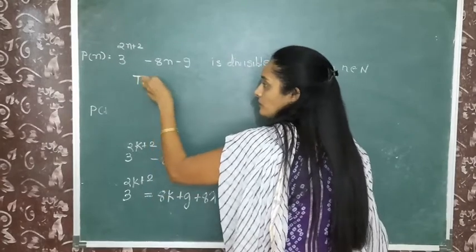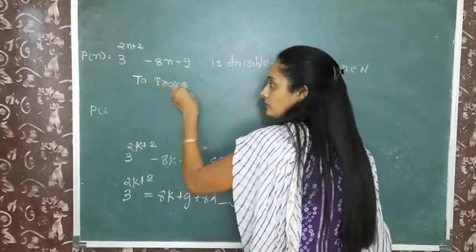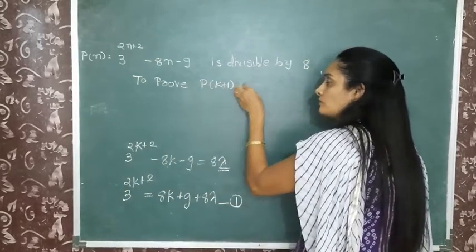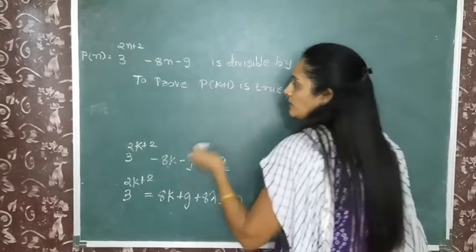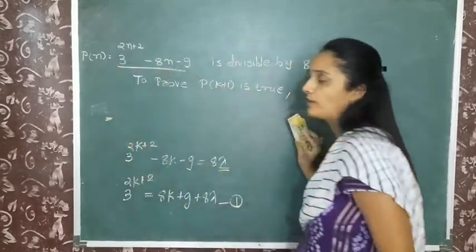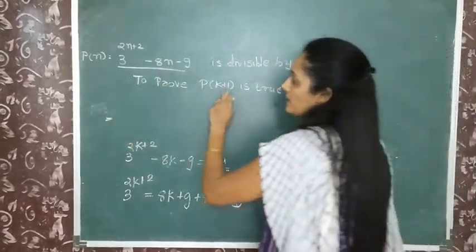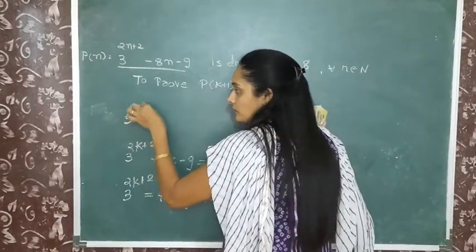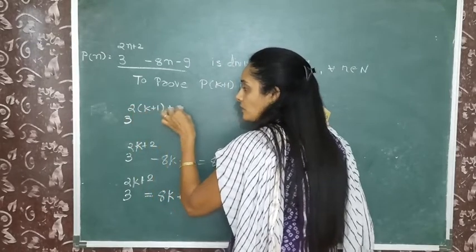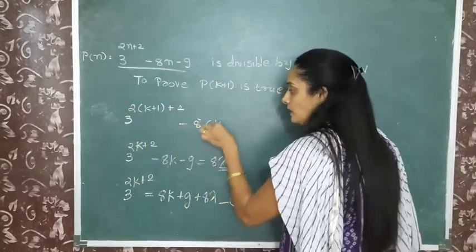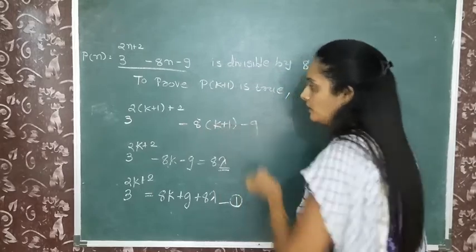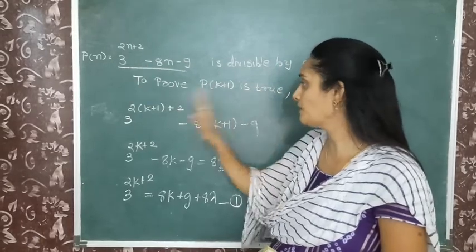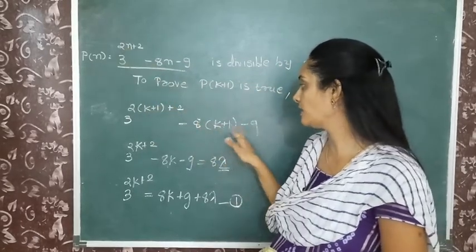To prove p of k plus 1 is true. That means in the given statement, in place of n, now we replace k plus 1. That means 2 into (k plus 1) plus 2 minus 8 into (k plus 1). In these terms, to prove p of k plus 1 is true, in place of n we can replace k plus 1.